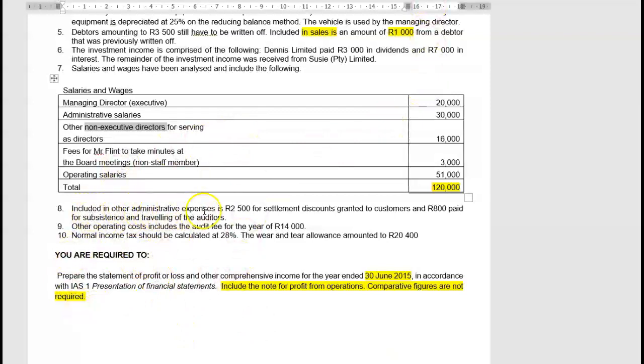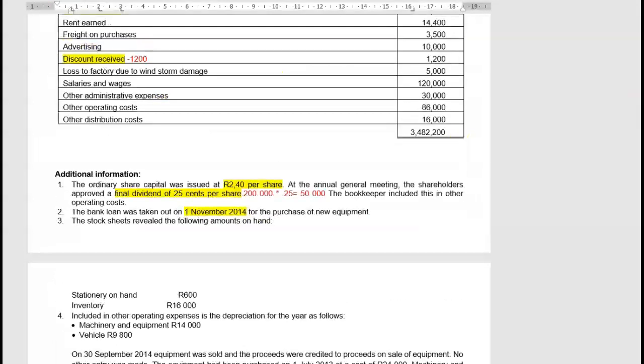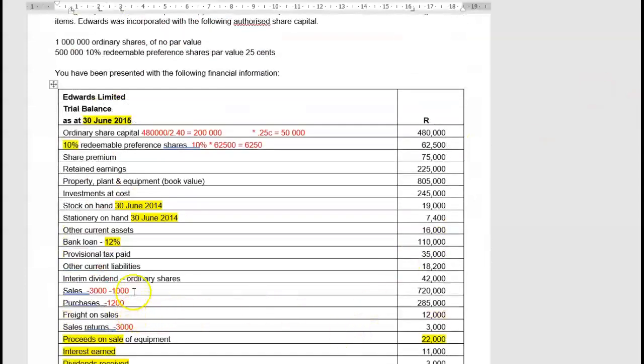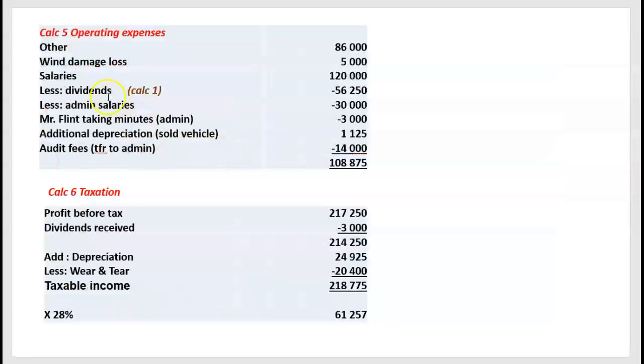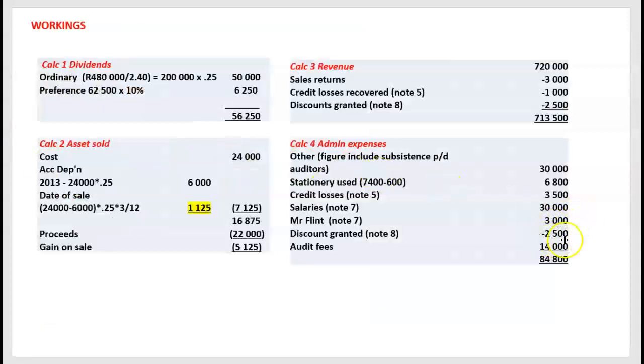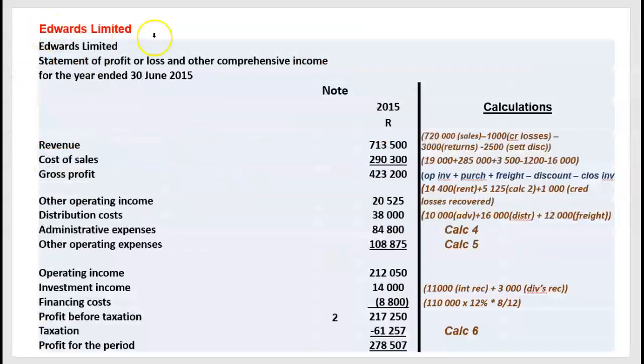Number 8, included in other admin expenses is R2,500 for settlement discounts granted. Goodness gracious. So we are going to take that out of our admin expenses, and where should it go to? If we grant a settlement discount, we have to reduce our sales figure with that. So under our calculations, here, admin costs, we're going to take out the R2,500, and then against sales, we're going to subtract that R2,500.